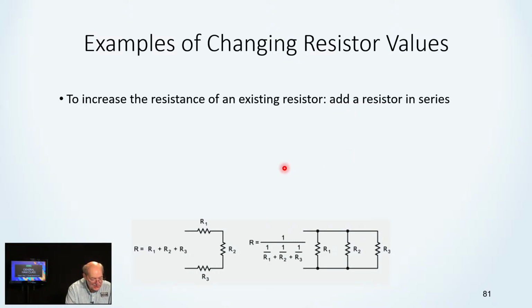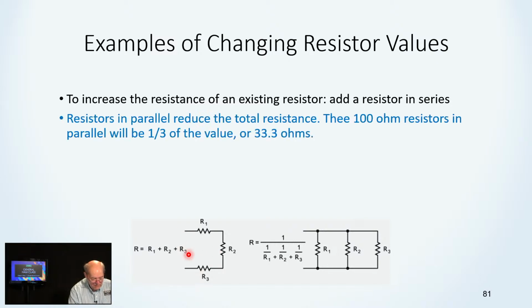So examples of changing resistor values. Okay, we've already said this. To increase the resistance of an existing resistor, you add a resistor in series. That's this case. Okay, here's a pool question. Resistors in parallel reduce the total resistance. 3 100 ohm resistors in parallel will be 1/3 of the value, or 33.3 ohms, in this case, if they were all the same.